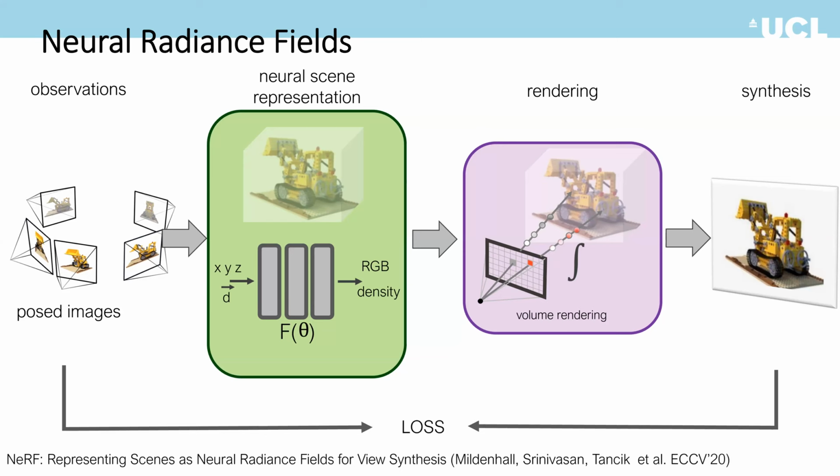So here you can already see some fundamental differences. First, it uses a neural network. And also the reconstruction process is completely reversed compared to the classical representation. Here the reconstruction process is an optimization process.